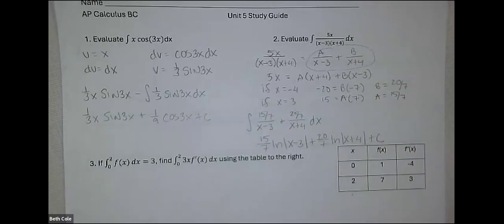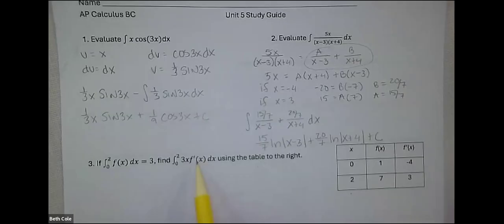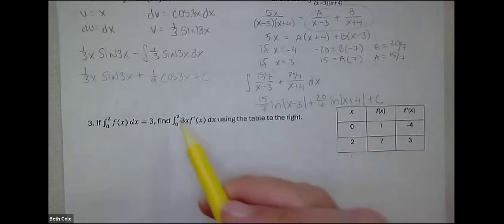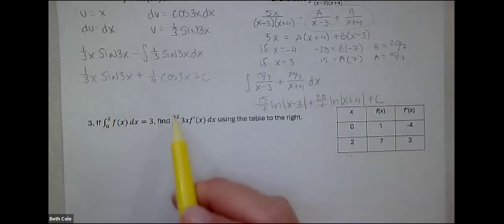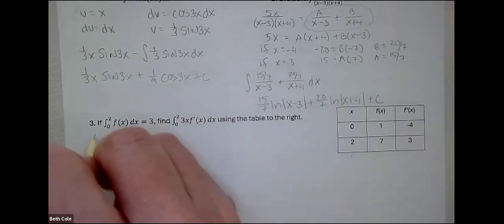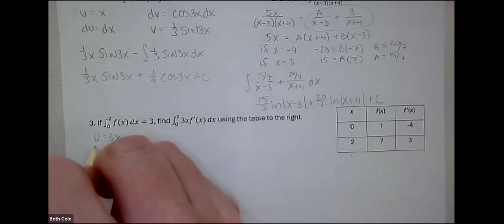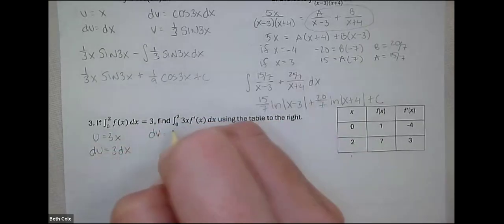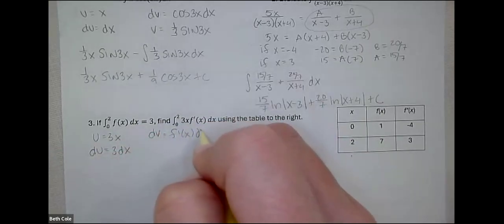All right, next one is also going to be our integration by parts. We have a 3x times an f prime of x, and we're going to use our information in the table to evaluate it because there are actual boundaries. This part we're going to just hold on to for a second. This is the actual problem. So u is going to be 3x, du is 3dx, dv is all the rest of it.